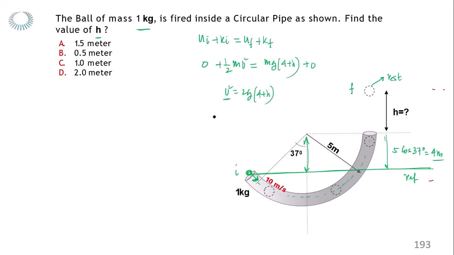Okay. Now what is v? v is 10, v square is 100. 2g means 20, into 4 plus h. That means 4 plus h equals 5. So that means I am getting h equals 1 meter. So it will be raised by another 1 meter from this point. So your answer is 1 meter.